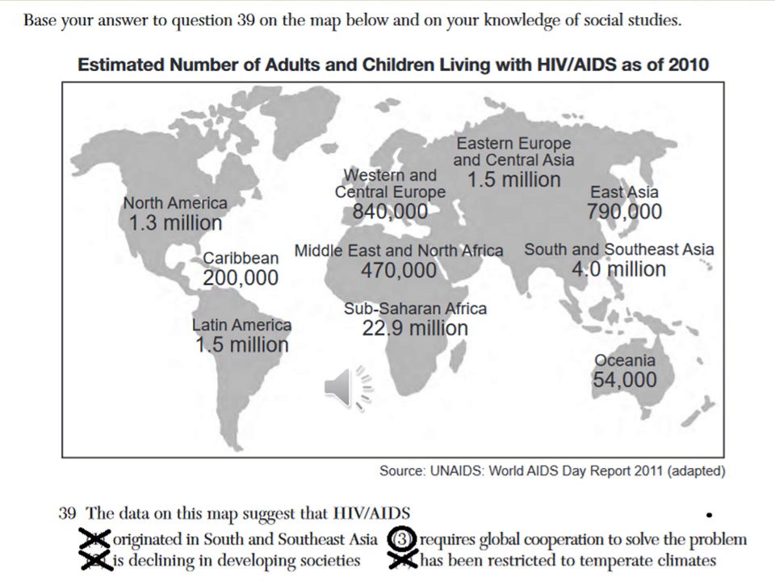Alright, so question number 39. Question 39. On a map below, any knowledge of social studies. Alright, so got a map here. It says estimated number of adults and children living with HIV/AIDS as of 2010. And you give me a whole bunch of numbers. In North America, it's 1.3 million.